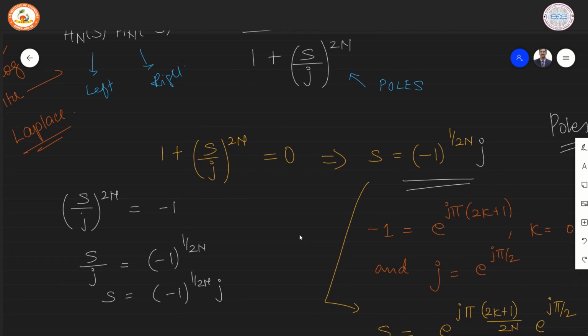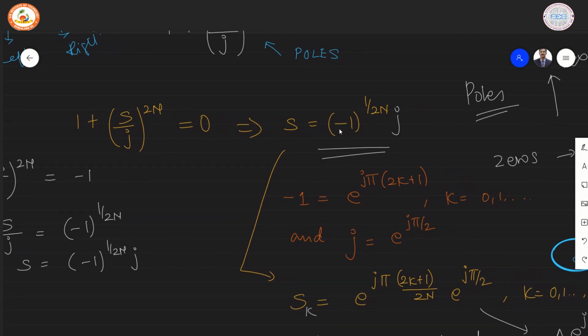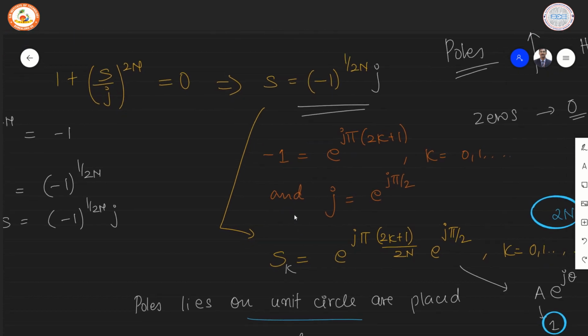Now in the above expressions, we can make a couple of substitutions. The first substitution is for the value minus 1. Minus 1 could be expressed as e power of j pi into 2k plus 1 with a k value which ranges from 0, 1 and so on. J can be substituted as e power of j pi by 2. Therefore, the above expression for s will now change after substituting the value of minus 1 as well as j to the form which is shown here.